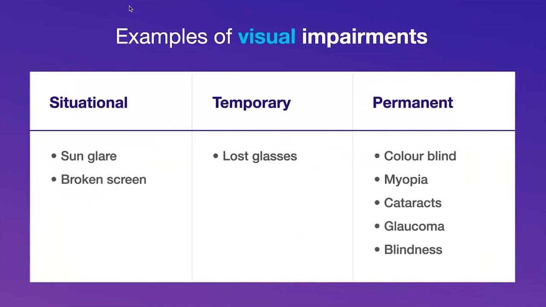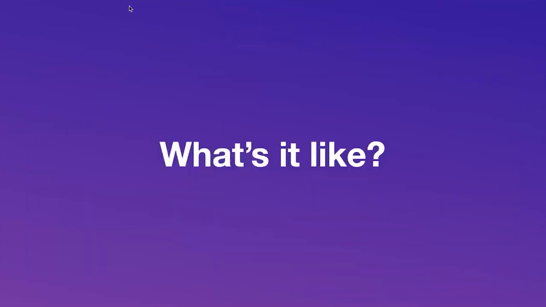How it affects people, well, you can imagine situationally. You can have situations like you've got glare on your screen, your mobile phone, you're out in the park, when we used to do that, or you might just have broken your screen, maybe you've dropped your phone, you've lost your glasses, and then there's a whole raft of permanent conditions which range all the way from mild colorblindness up to total blindness. I just want to show you a few of those, and then we'll look at how that affects the way that you put together content on your site.